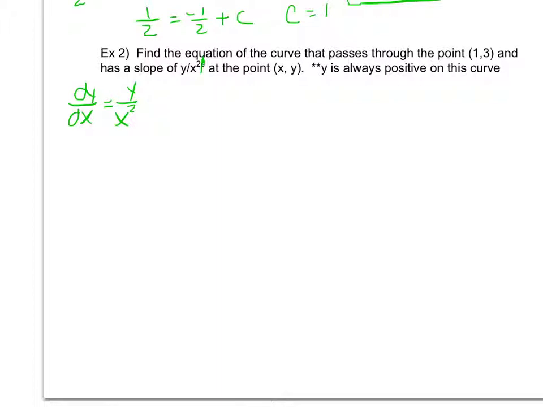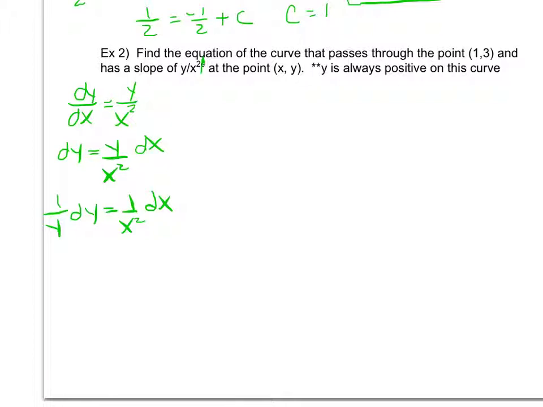Okay, and now going ahead and solving, I am going to multiply both sides by dx because I do not want to have my dx in the denominator. Same thing, I never want my dy in the denominator. So I'll have dy equals y over x squared dx. I'm also going to multiply both sides by 1 over y. And I will have 1 over y dy equals 1 over x squared dx. And now I'm ready to integrate.